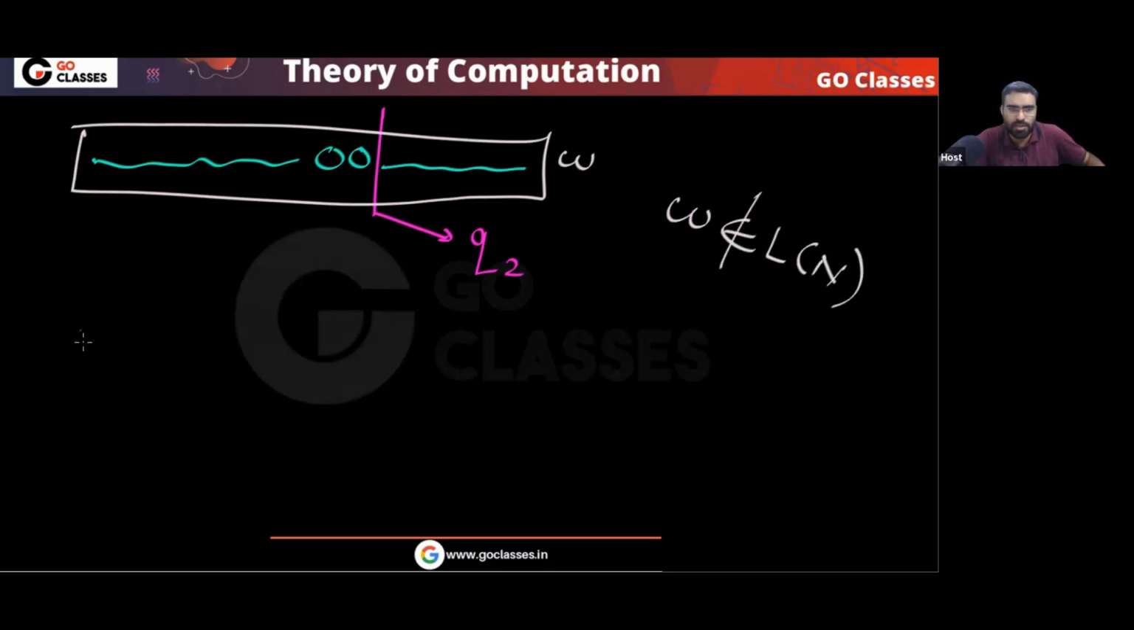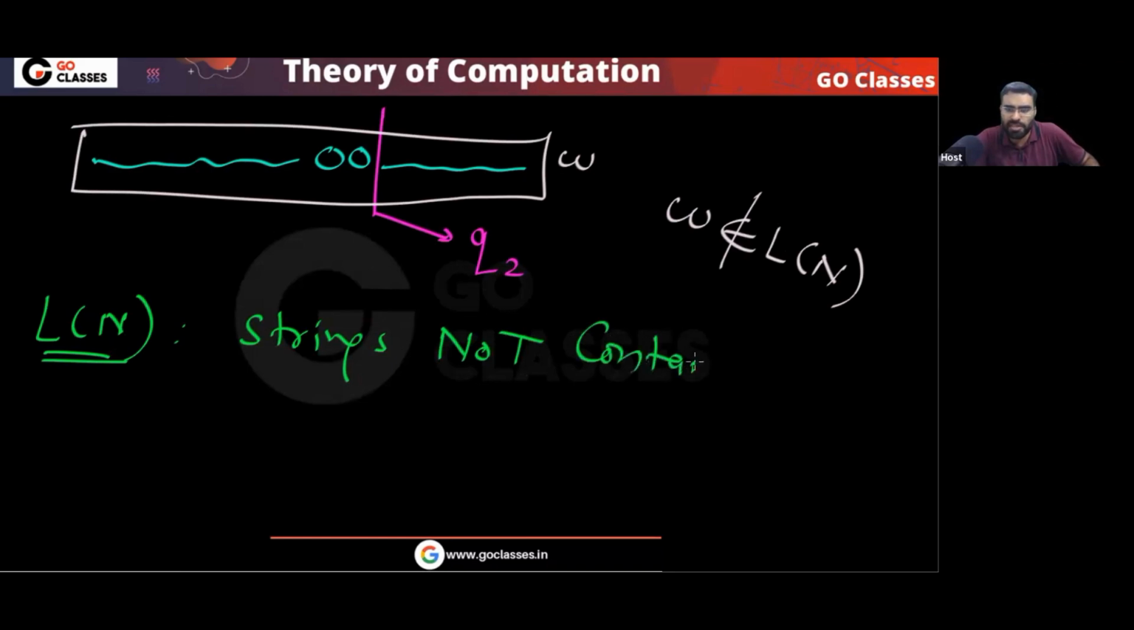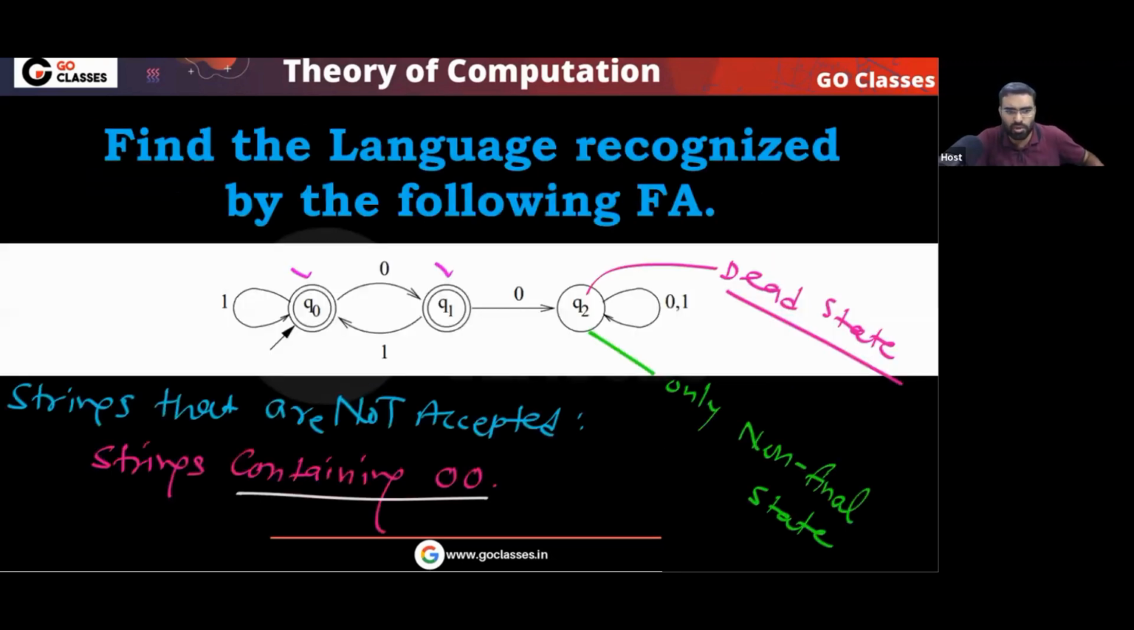So very simple. Finally, what is the language accepted? Tell me, what is the language of this machine? Which strings will be accepted? I can say strings not containing 00. Correct? Strings not containing 00 will be accepted. Yes or no? You can easily notice that if your string does not contain 00, then that string will be accepted. Is this clear? Please tell me.